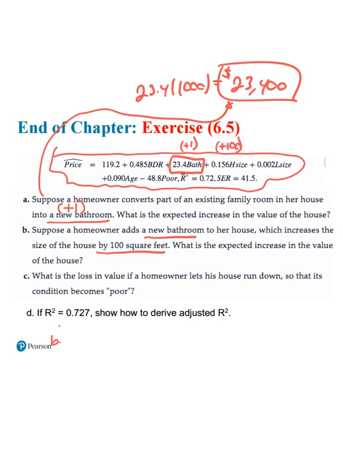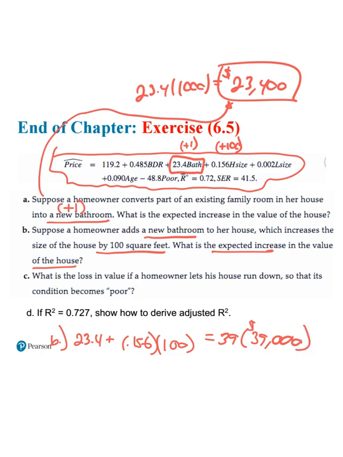So for B, what is the expected increase in the value of the house? Bath is going to go up by 23.4. We're going to add to that the coefficient on house size, which is 0.156, multiplied by the 100 square feet we just added. That should give us about 39, which is $39,000.